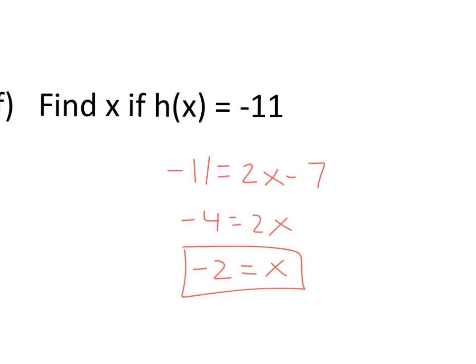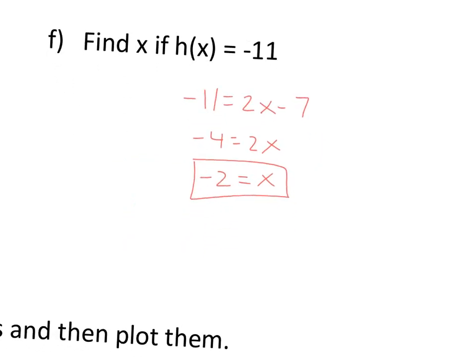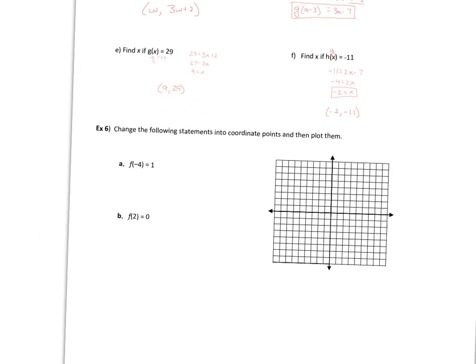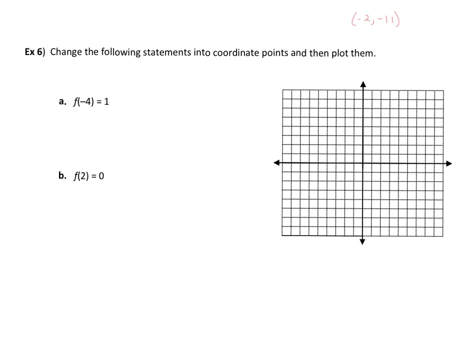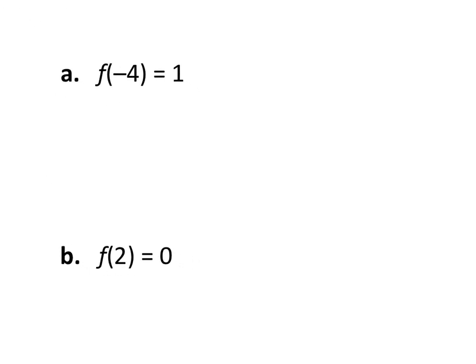Okay, so now when I write that coordinate point, when I plug in a negative 2, I get out an 11. Again, this is just kind of a fancy way to write y. Okay, all right, so now we've already started talking about how to write these in ordered pairs, so that's what they're asking you to do. They're asking you to write these in ordered pairs and then just graph them.